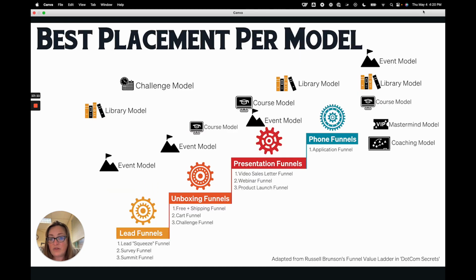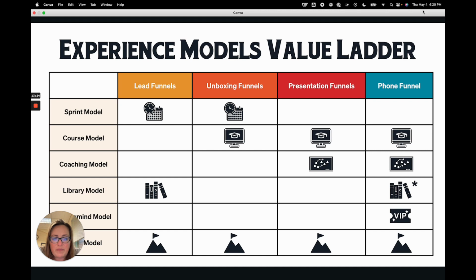So what we found is that if we actually look at the experience models, there's key experience models that show up at every part of the value ladder. So we got together, we discovered this, and we're like, okay, let's clean up this graphic. So to put it in a more clean fashion, this is what it looks like.